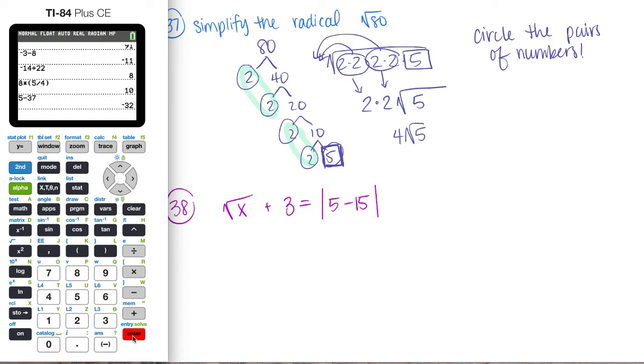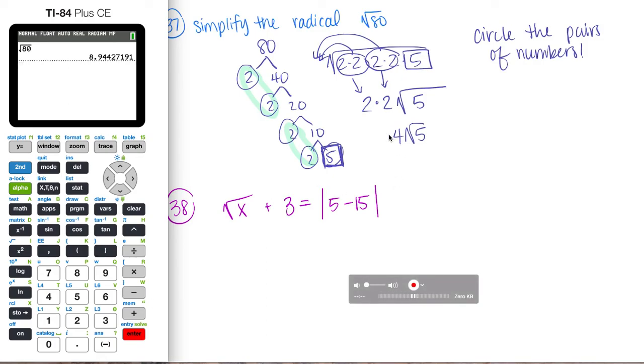To check yourself, what we can do is calculate the second square root of 80. And that comes out to be 8.94427 and so on. And then we can calculate this one right here, 4 root 5. Same thing, 4 second square root of 5. And look, it's the exact same number. So that's exactly what we need. That is how you can check yourself on your test.